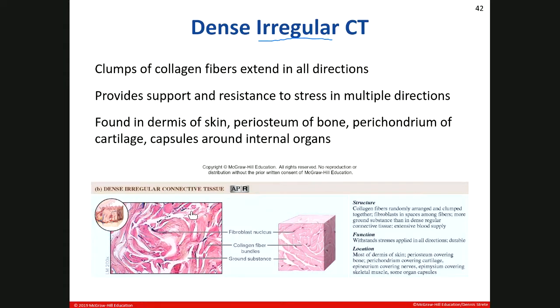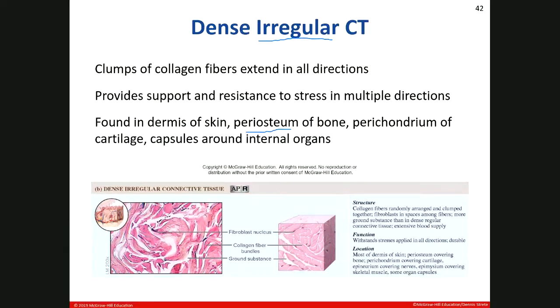Try pulling your skin in multiple different directions. It can withstand that stress, right? Which is awesome, okay? So we're going to see this type of connective tissue in our skin, in the periosteum of the bone. What the heck is that? That's the outer layer of your bone.